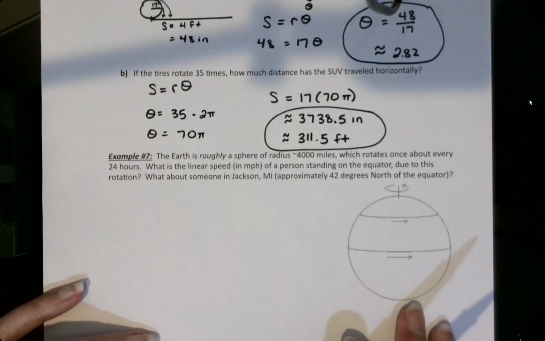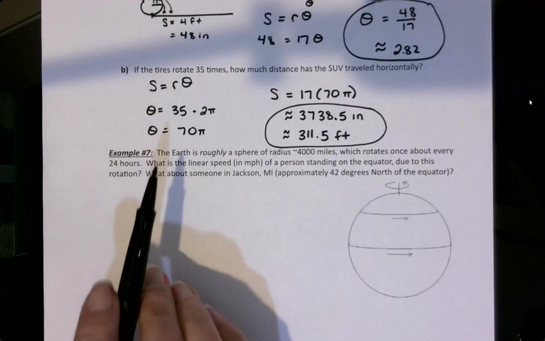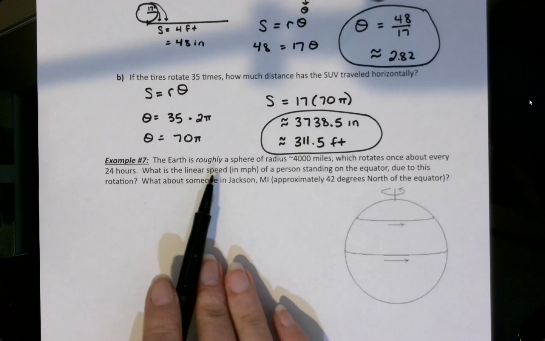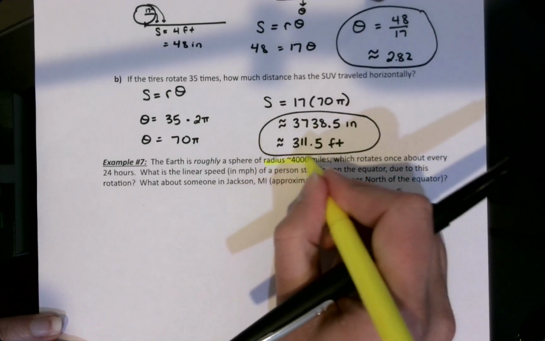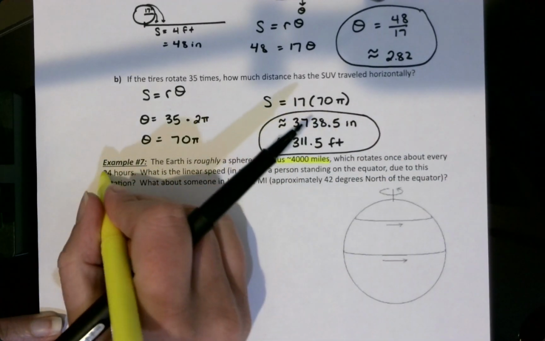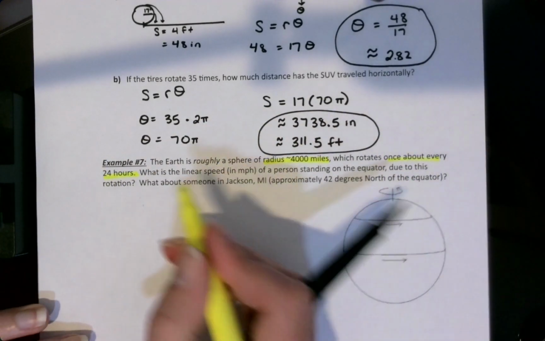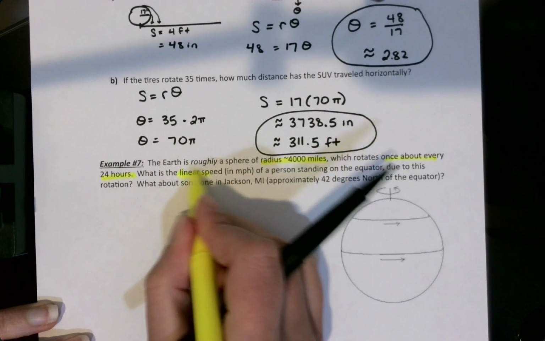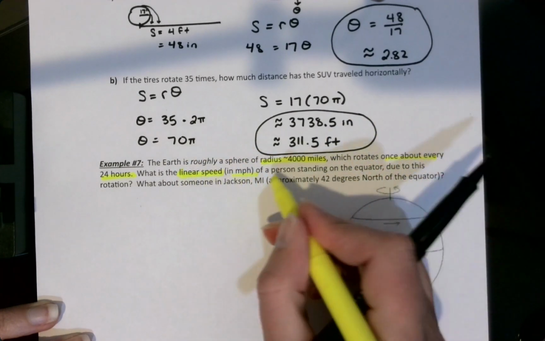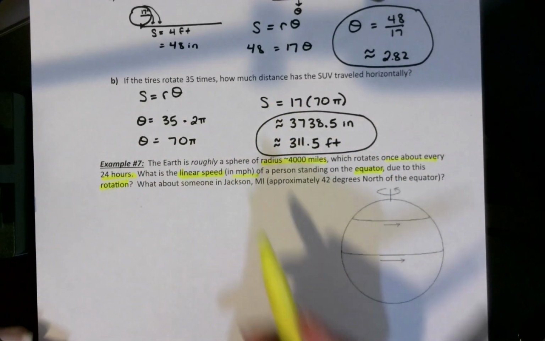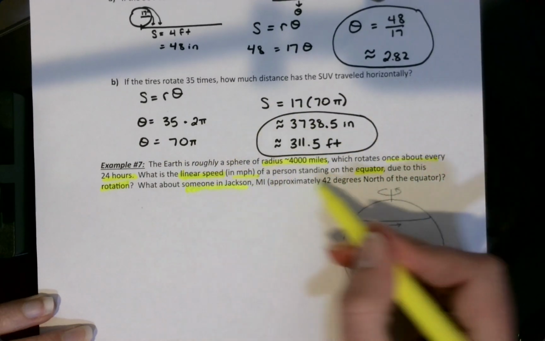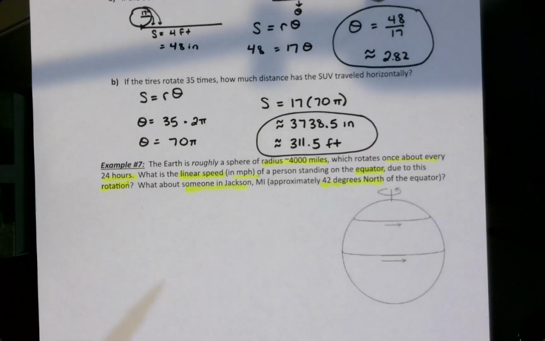Okay, final example here, number 7, says the Earth is roughly a sphere with a radius of about 4,000 miles, which rotates about once every 24 hours. What is the linear speed in miles per hour of a person standing on the equator due to this rotation? And then what about someone in Jackson, which is about 42 degrees north of the equator?